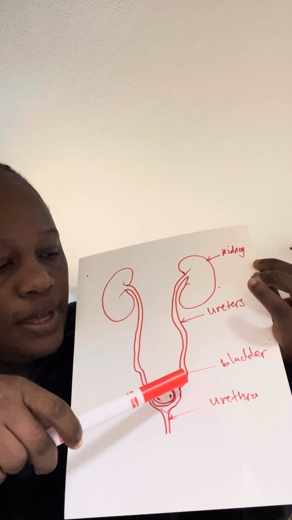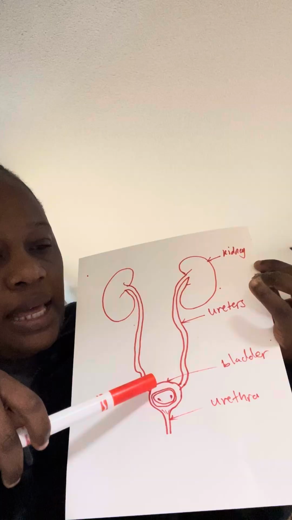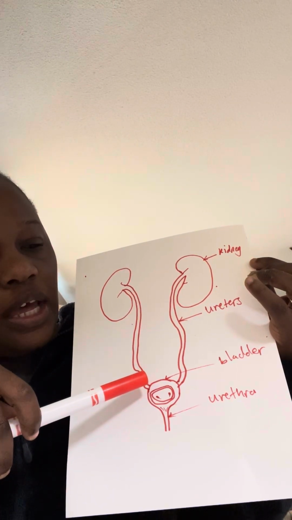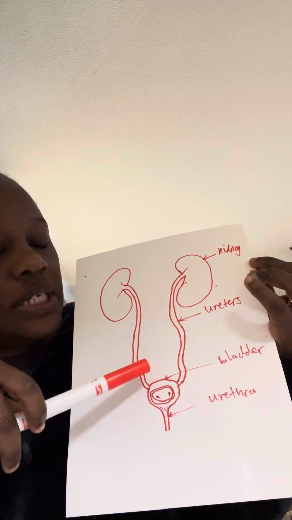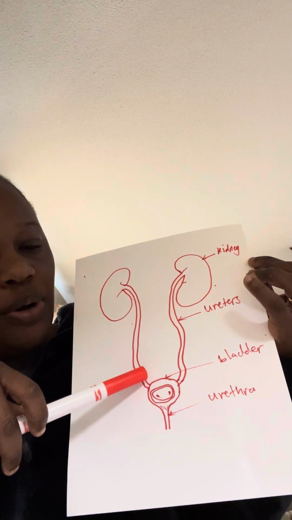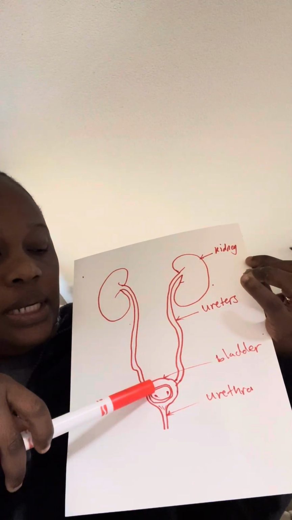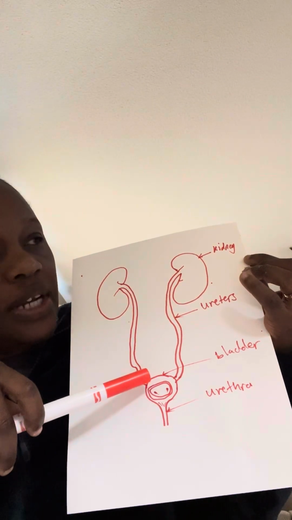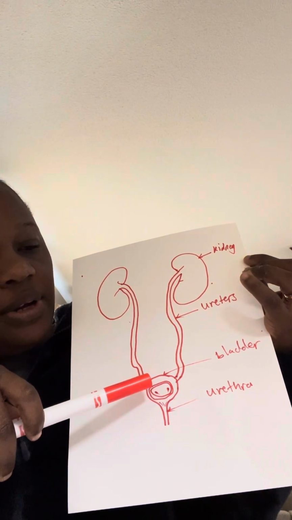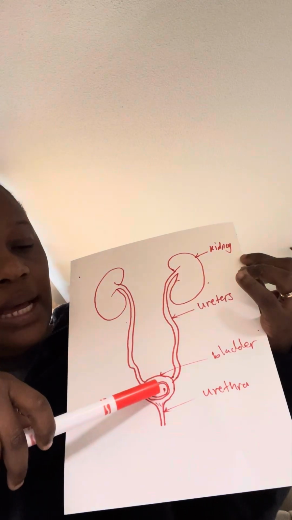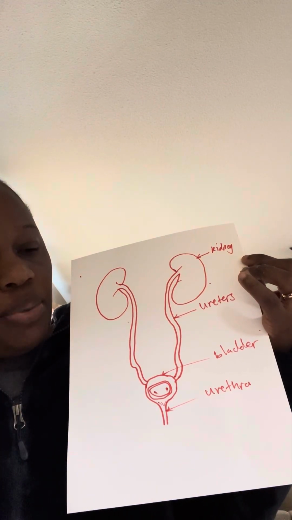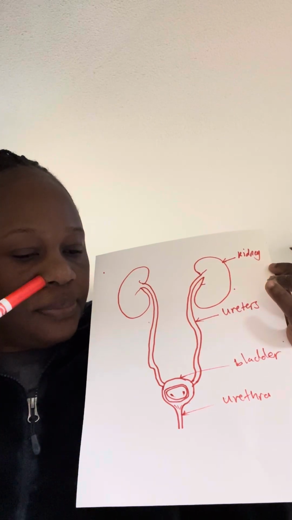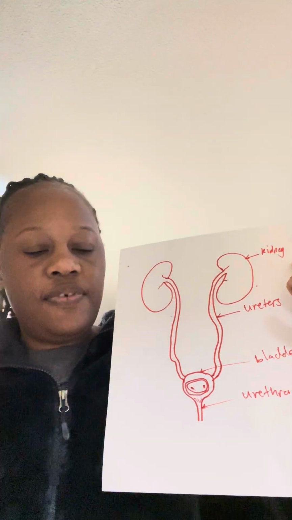Then I have the bladder here. This is just a temporary storage for the urine until it is ready to be expelled from the body. And then I have the urethra. It is the tube that carries the urine from the bladder to the outside of the body during urination. So those are the major functions.